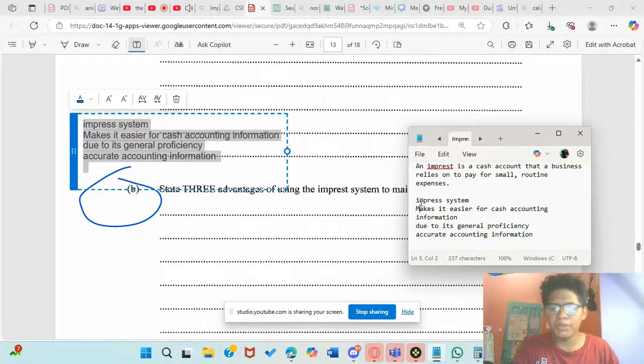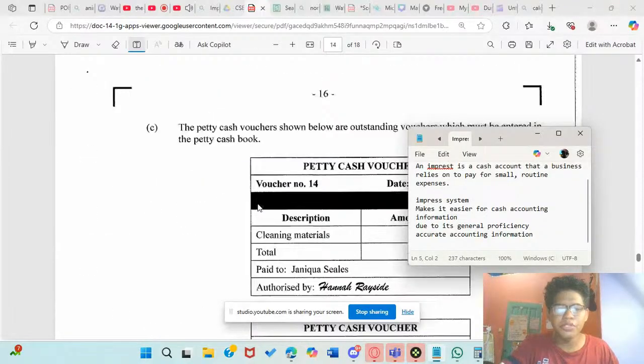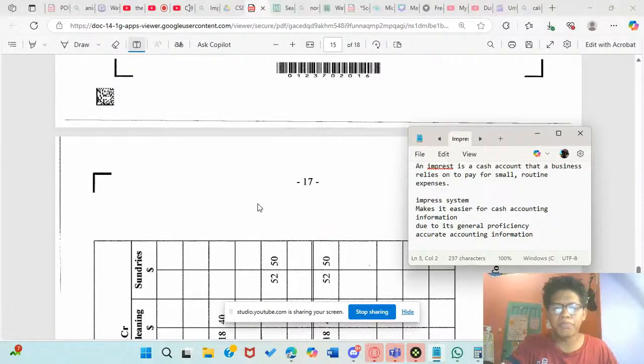So in the imprest system, it makes it easier for accurate cash accounting information to occur. Secondly, it has a general proficiency. Its efficiency is generally faster compared to a cash book, because doing everything in a cash book might take a lot of time, but that's not the case within an imprest system. Accurate accounting information, right? So let's move on to the important question.